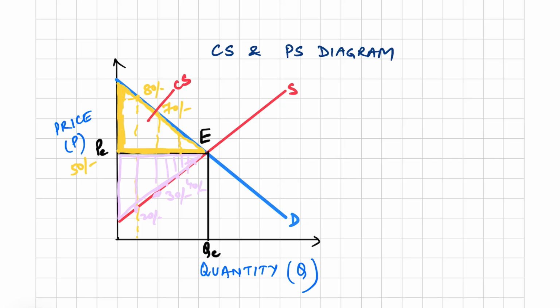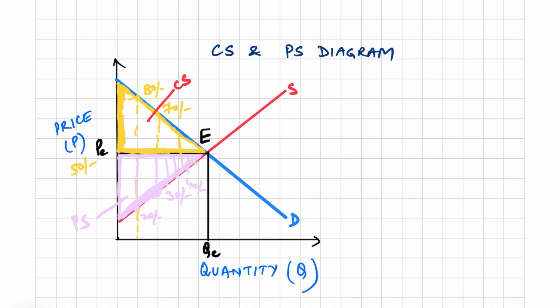So, this extra earning for each seller is the producer surplus. This triangle below market price but above the supply curve becomes your producer surplus. The area below the demand curve but above the equilibrium price becomes the consumer surplus. The area below the equilibrium price but above the supply curve becomes the producer surplus.